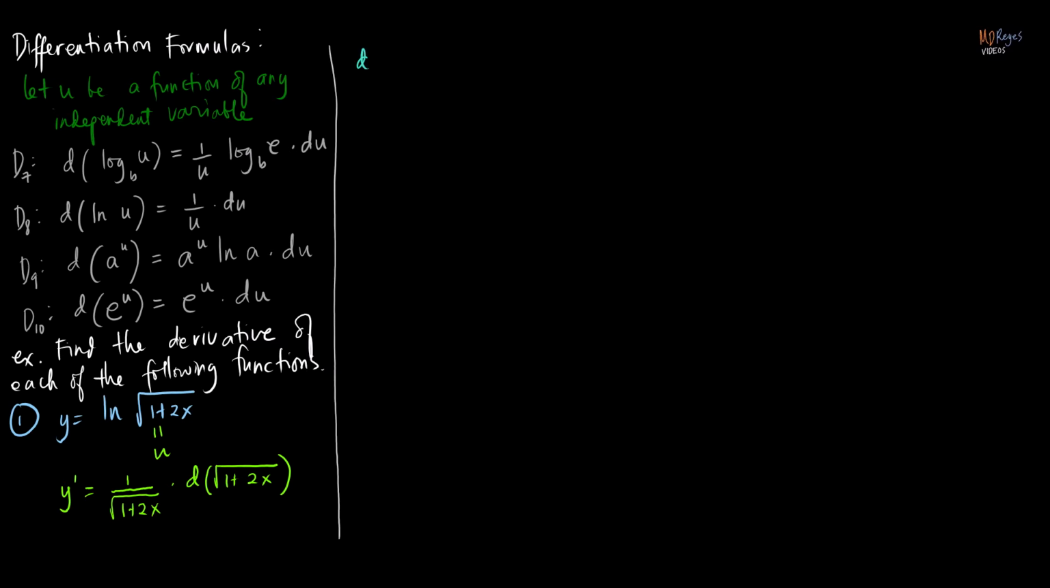So let's find the derivative of the square root of 1 plus 2x. Of course, whenever we see a radical in the function, we write it using a rational exponent. So we're taking the derivative of 1 plus 2x raised to 1/2. Recall the general power rule. The derivative of u to the n is equal to n u to the n minus 1 times du, where du is the derivative of the base.